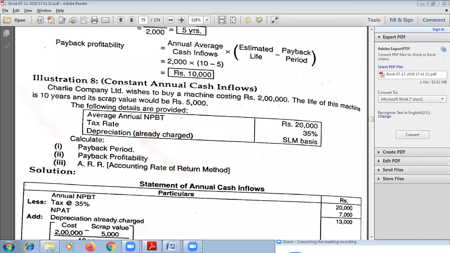Average annual net profit before tax. See, first of all, the word average is used here. That means they are already giving you the amount of profit which is average. 20,000 is average net profit before tax. So something is lacking. What do we need? Average net profit after tax. But they are giving you average net profit before tax. So what has to be done? We need to deduct the tax. And then we can say, yes, it is my average net profit after tax.